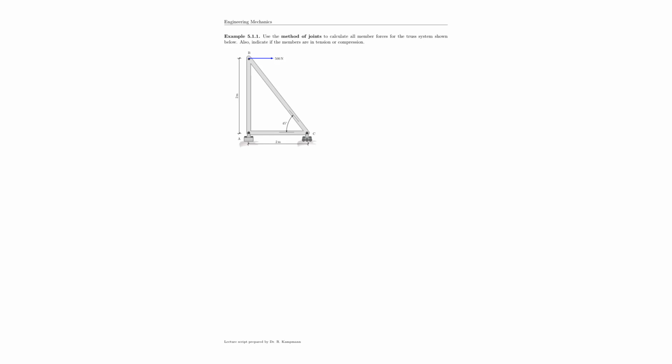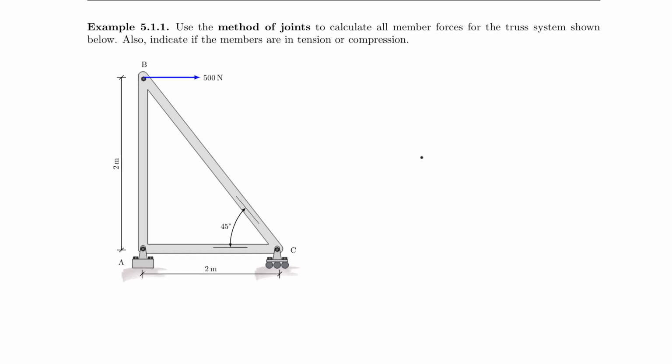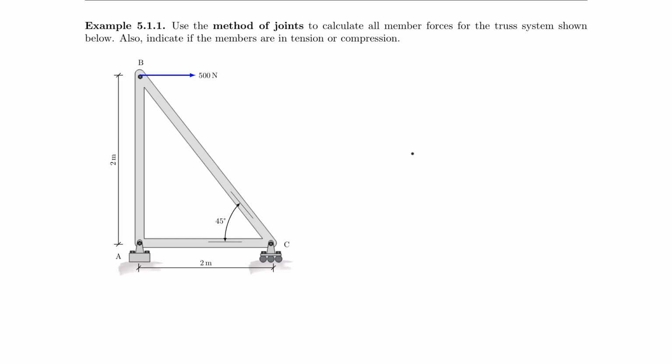So now that we learned the procedure for the method of joints, we can initiate our first simple example. And here we have an example that asks us specifically to use the method of joints. That's very important later on when we understand also the other method, the method of sections, that we clearly differentiate which methods we're using. And particularly here we're asked to find all the member forces. And let's take a look at the structure first.